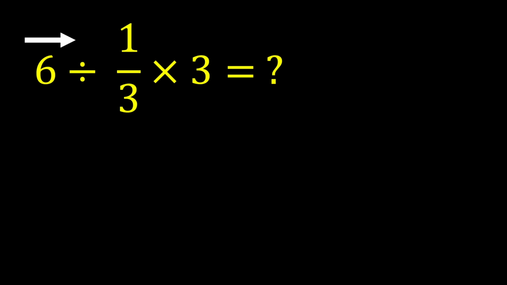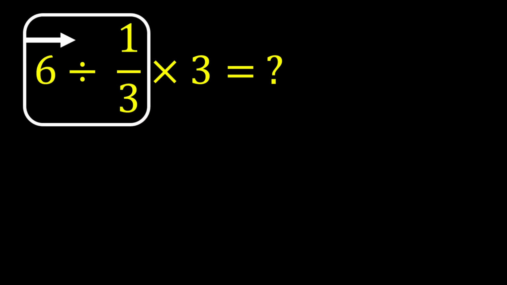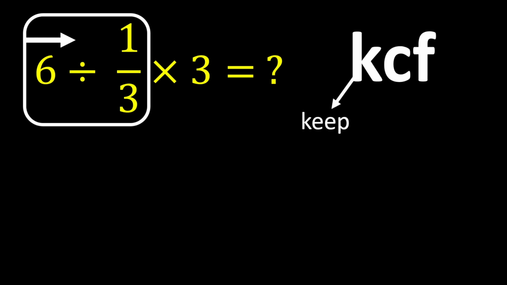6 divided by 1 over 3. To solve this division, we use the KCF rule. This rule is a simple method for dividing fractions. In this rule, K stands for keep, C stands for change, and F stands for flip. According to this rule, we keep the first fraction as it is, change division to multiplication, and flip the second fraction.